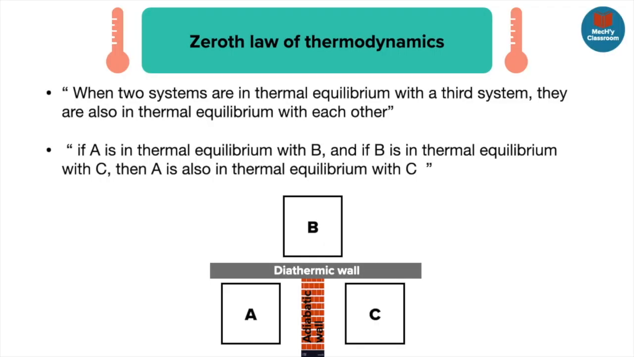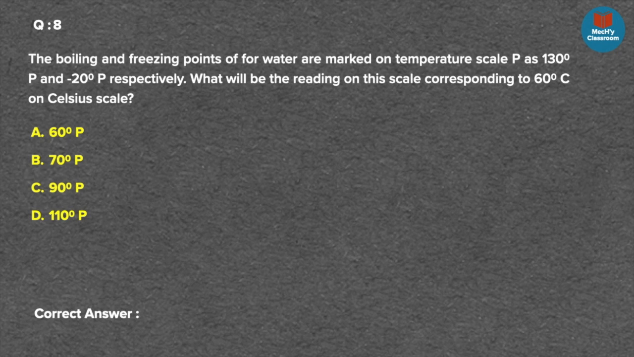The definition of the zeroth law of thermodynamics: when two systems are in thermal equilibrium with a third system, they are also in thermal equilibrium with each other. Or if A is in thermal equilibrium with B and B is in thermal equilibrium with C, then A is also in thermal equilibrium with C. Now moving to the next question.